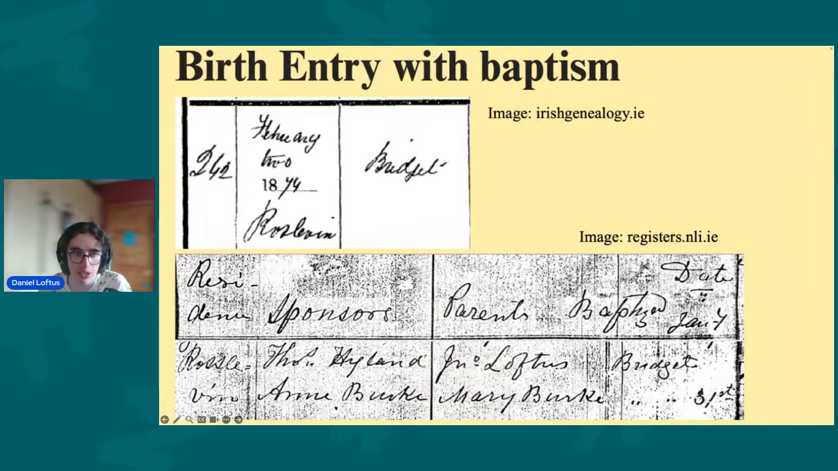I know we can do a lot on the internet now, and that includes pre-ordering things, but I'm not exactly sure if pre-ordering baptisms would have been a thing in those days. So we've got the baptismal here, but we can see it's the right one, where I had John Loftus and Mary Burke, and I did check again to make sure it was the right one. We got the sponsors, Thomas Hyland and Anne Burke. Anne is Mary's sister, and Thomas would be a relative of Mary's as well. The residence is Rosslevin, so that lines up with the birth as well. But the only thing that doesn't line up is the date of the baptism being the 31st of January, corresponding with the birth being the 2nd of February.